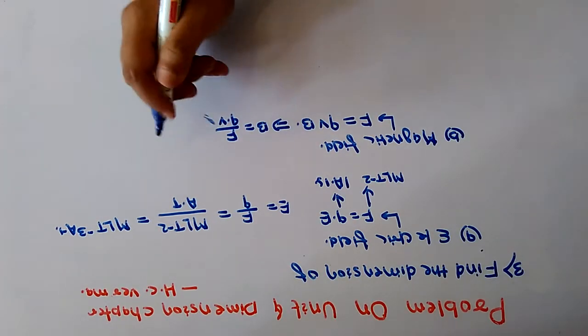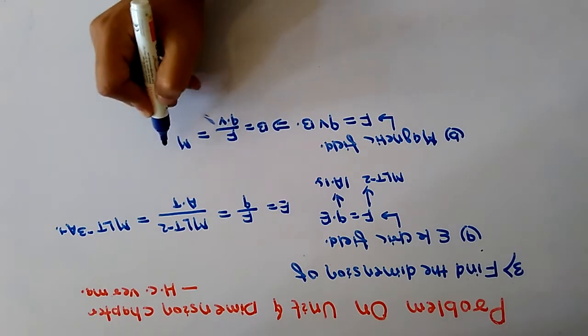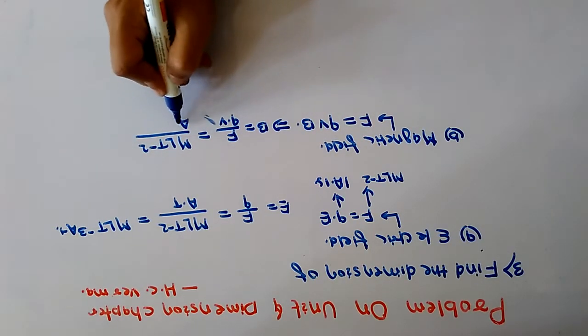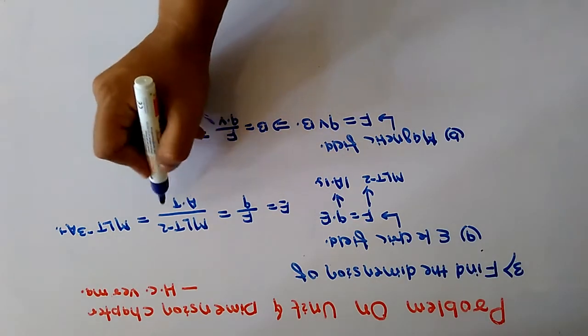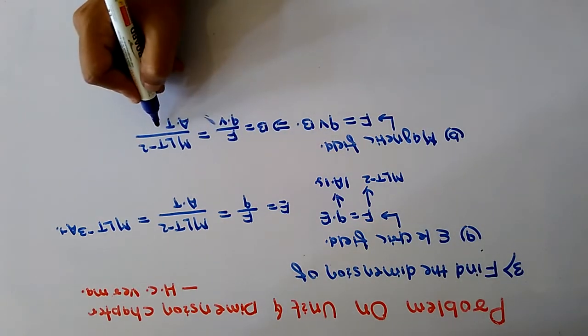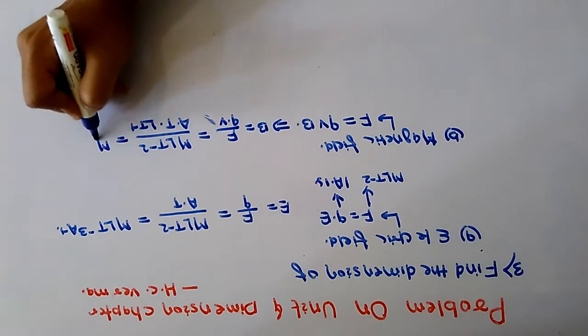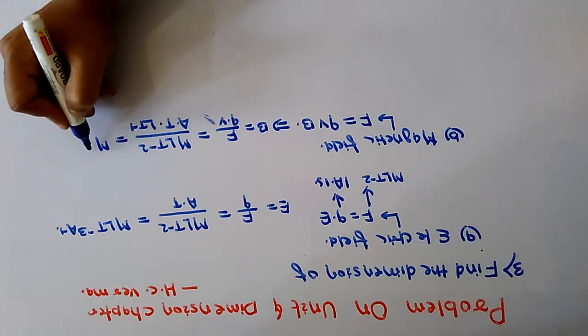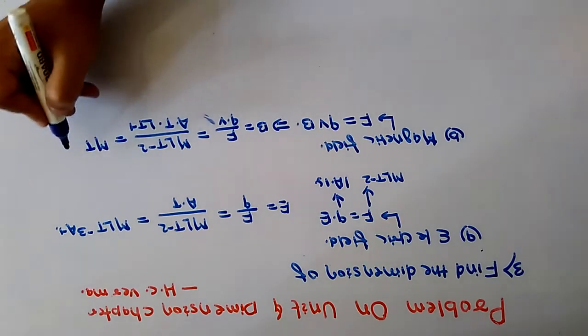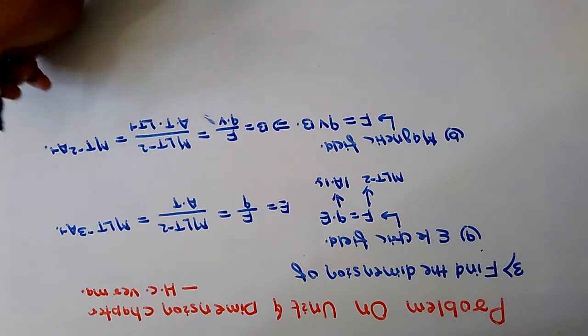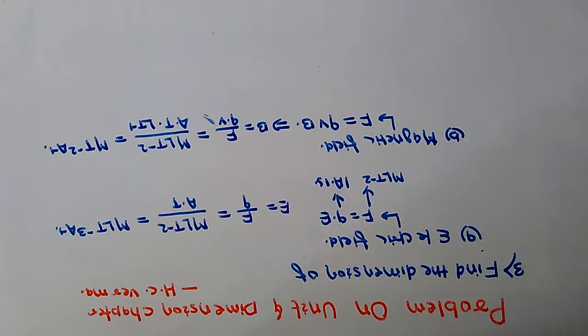QV. Okay, so the dimension of F is MLT^-2, and that of Q is ampere into time, which we have already calculated here, and velocity will be LT^-1. So it can be written as M, the L's get cancelled, so T^-2 and A^-1. Okay, so this is for the magnetic field.